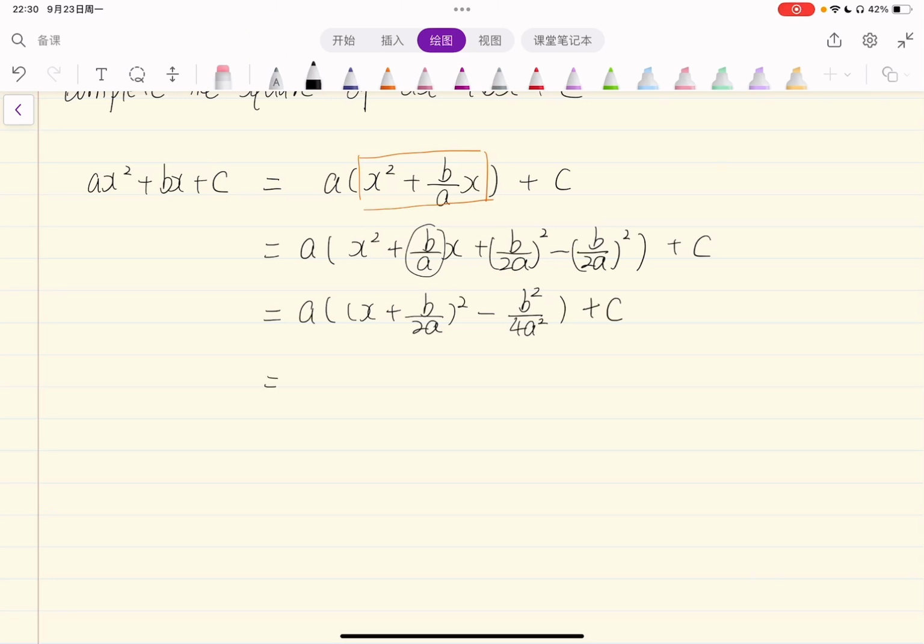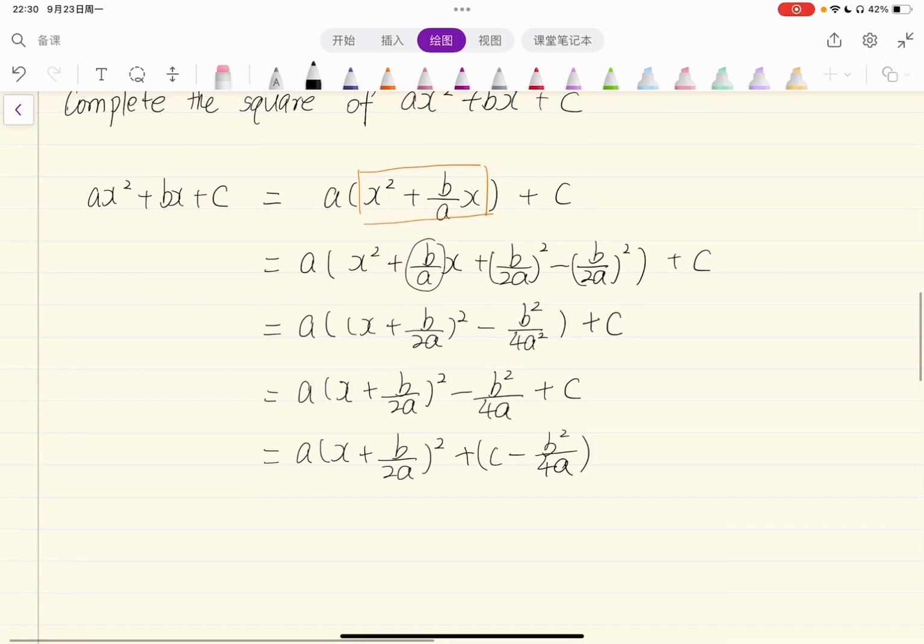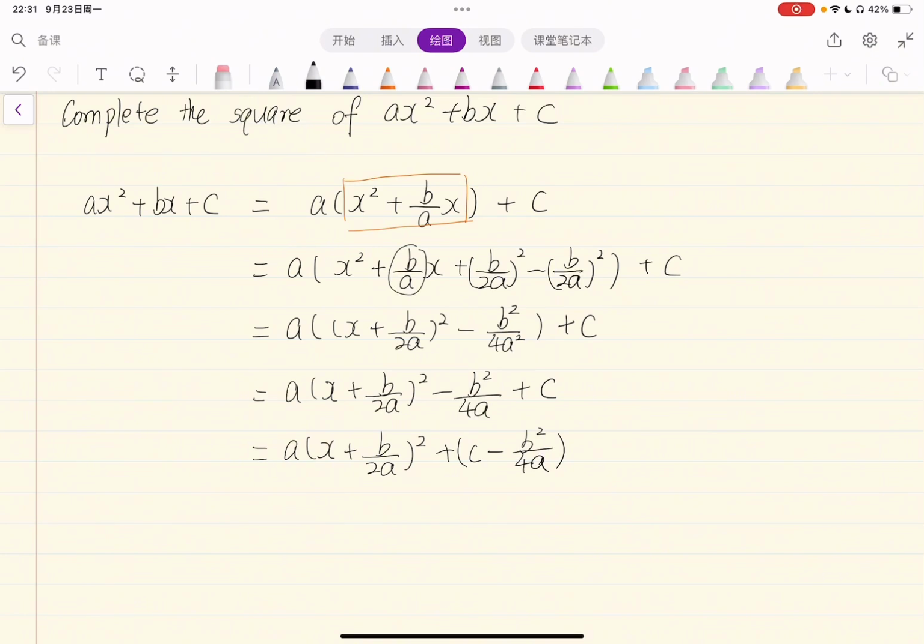Now move the b squared over 4a squared out of the bracket, so we need to times a. We have a times x plus b over 2a, squared, minus b squared over 4a, plus c. So we have a times x plus b over 2a, squared, plus c minus b squared over 4a. That is the general expression for completing the square of ax squared plus bx plus c.